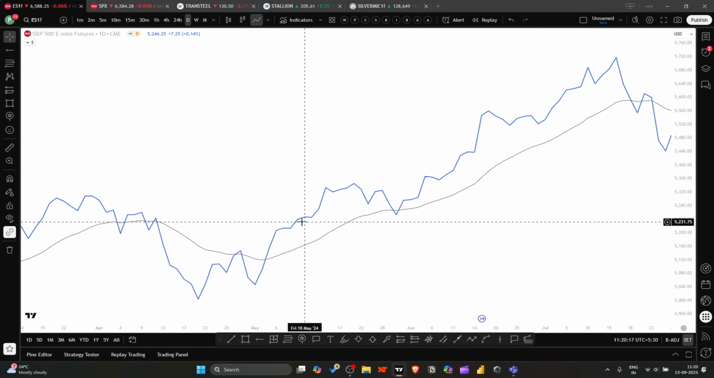So let's say Friday 10th May 2024, Indian markets open at 9:15 a.m. and close at 3:30 p.m. No matter what price the market opened at, it is irrelevant when it comes to a line chart, because it's only plotting the closing price of that day. So whatever price the market closed at, or was trading at 3:30 p.m., is the closing price of that day. So that day, let's say it closed at 5246.25.